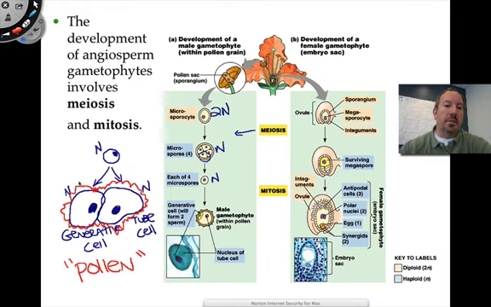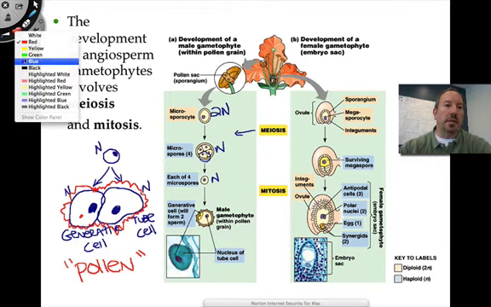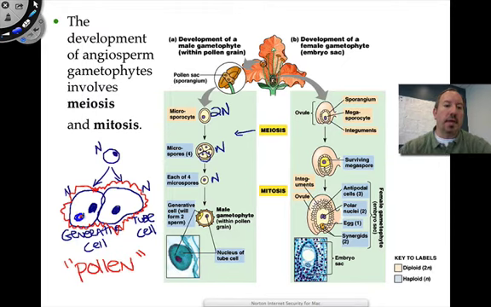Now, what's going to happen is the tube cell is going to germinate a tube down the style once it lands on top of the stigma. And what's going to happen over here, let me just illustrate it, is the generative cell is actually going to have its DNA replicated. So it's going to actually have two nuclei.